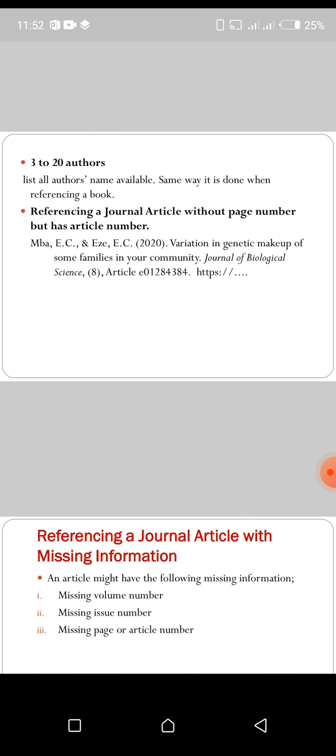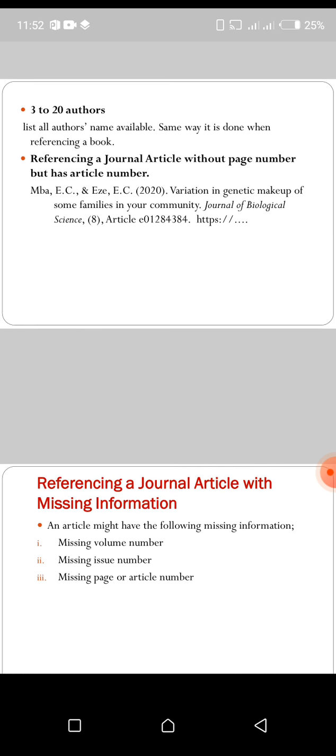Referencing a journal article without a page number but with an article number. Some journals will indicate an article number without a page range. You indicate the article number by writing "Article" followed by the number. E01284384 is the number. Then "Article" must be included for this 7th edition. That is, "Article" and the number in place of the page range. That is the only difference when there is no page range but there is an article number.